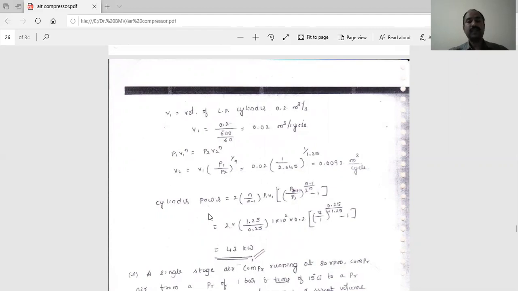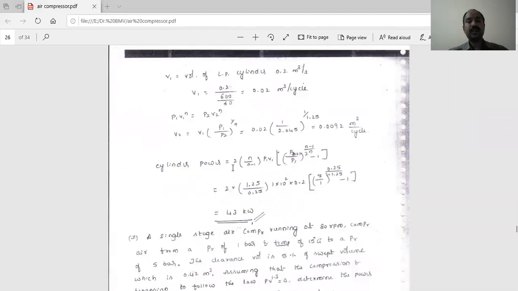Then we have to calculate the value of power. P is equal to 2 into N divided by N minus 1 into P1 V1 into P2 divided by P1 to the power of N minus 1 divided by 2N, minus 1, where the 2 is the number of stages. Based on that, we write down this expression, then substitute all the values of N and the pressure values. Then we get the value of the power. The power required to drive the compressor is 43 kilowatt.